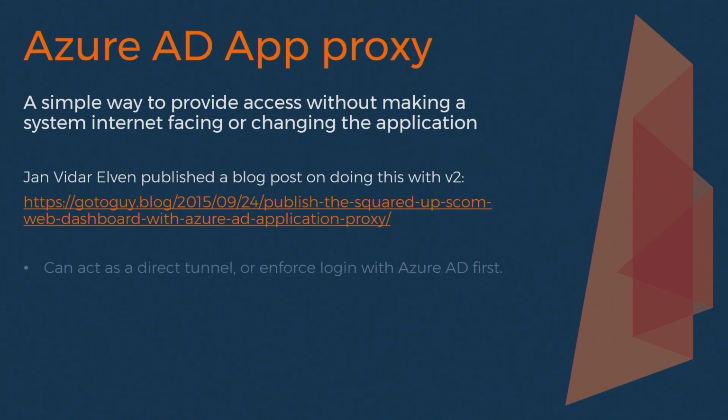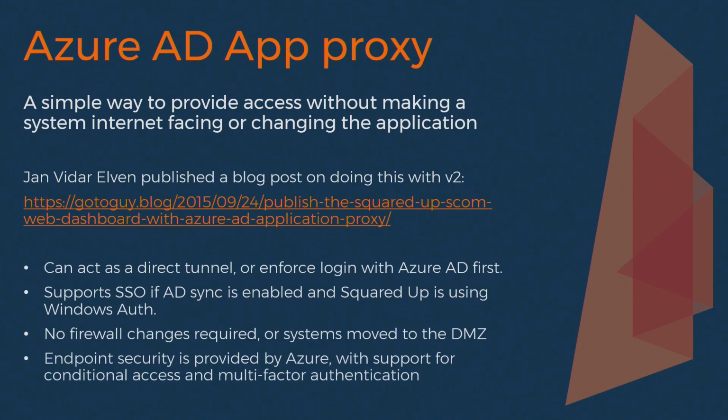So basically how this works is the app proxy creates a tunnel out from your app to the internet. And the brilliant thing about this is it can either act as a direct tunnel, so whatever traffic comes in via Azure gets sent straight through, or it can enforce a logon with Azure Active Directory first. And that's how you really secure it. From the interest of what we care about today, that's the model that we're going to look at.